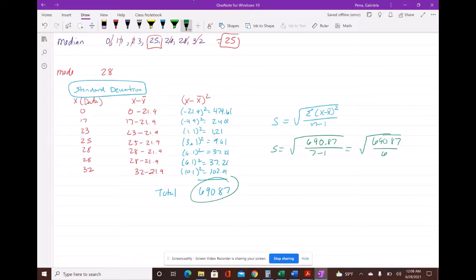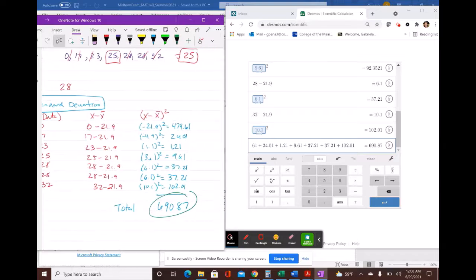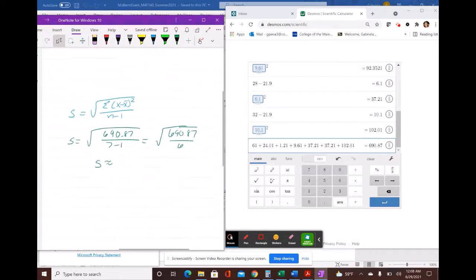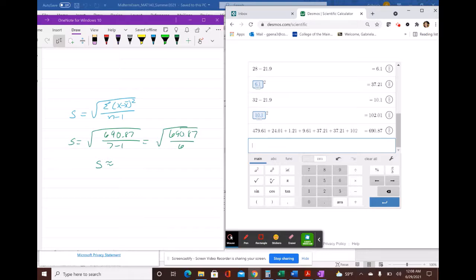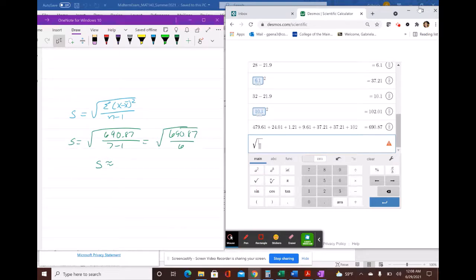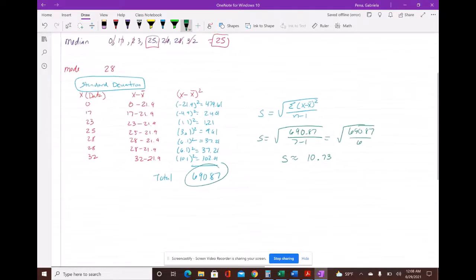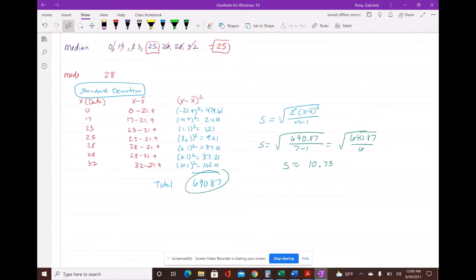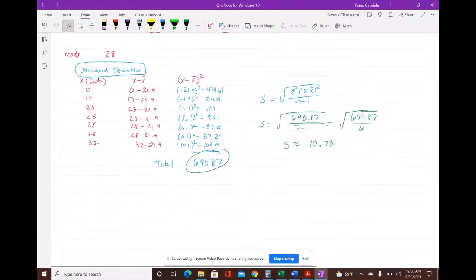And then we put this into the calculator to get the estimation of standard deviation. So I have the square root of a fraction of 690.87 divided by 6. So my standard deviation is 10.73. That would be your standard deviation. Look at this, and if something doesn't make sense, let me know, but it's the closest thing to your test.